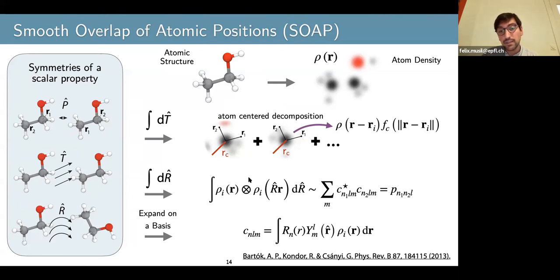One can obtain it by taking a tensor product between two different densities and averaging over all possible rotations. To do this fairly abstract and complex procedure, the best way is to expand these atom-centered densities on a basis. Here are the expansion coefficients, and here is the expansion basis, a set of radial basis functions and spherical harmonics. The power spectrum has a very simple form, which is this outer product of two densities and a contraction on one dimension. Also, of course, you can refer to the article for more information.